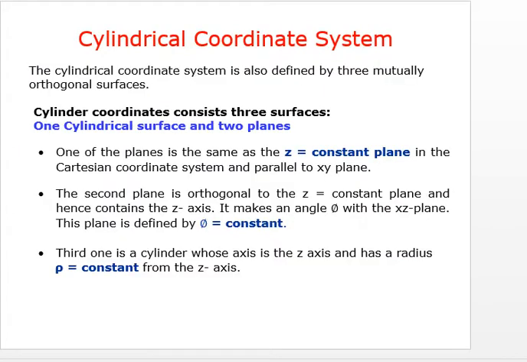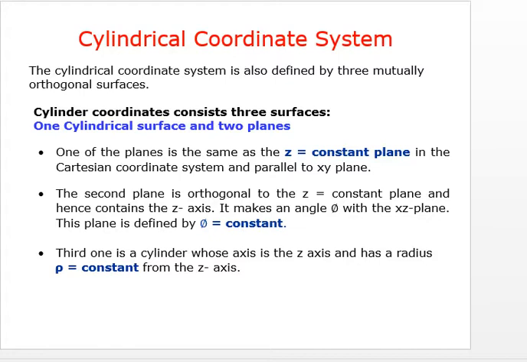Guys, the cylindrical coordinate system is a very important coordinate system. Basically, it is used to analyze and solve problems with cylindrical symmetry. The cylindrical coordinate system is also defined by 3 mutually orthogonal surfaces. The circular cylindrical coordinate system is the 3-dimensional version of the polar coordinate system.